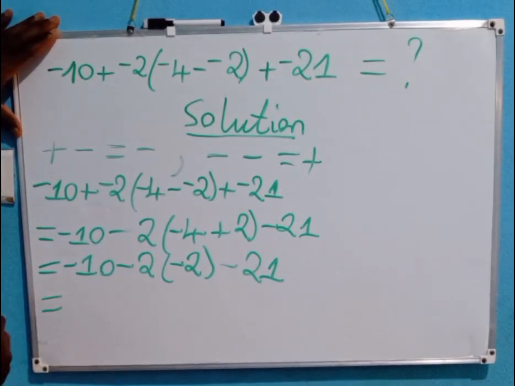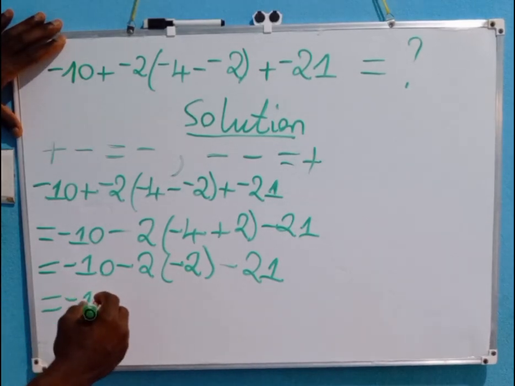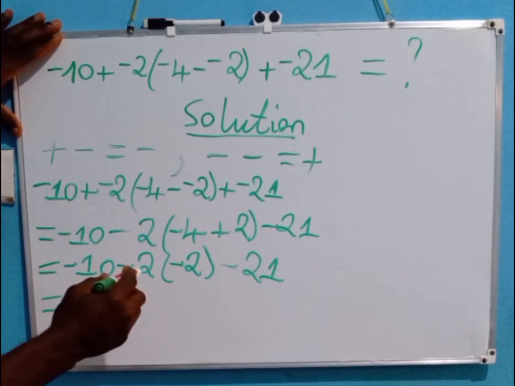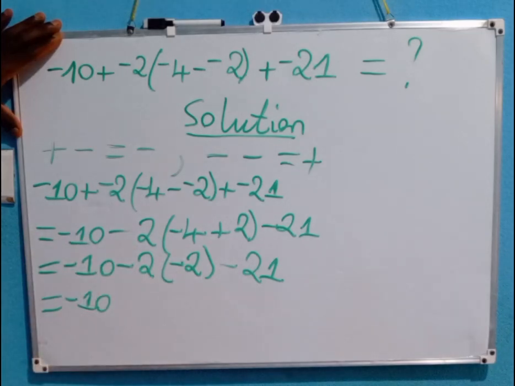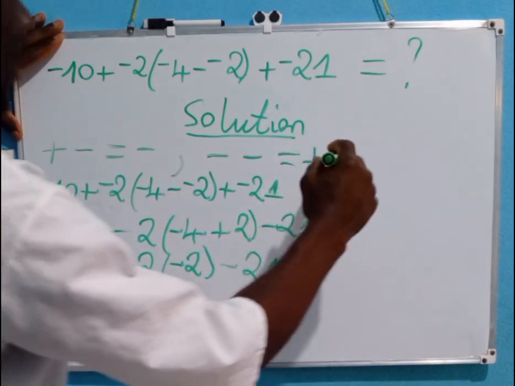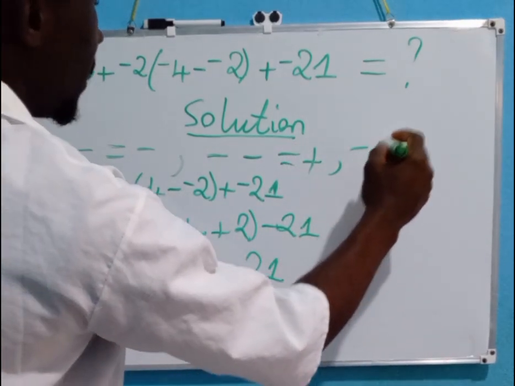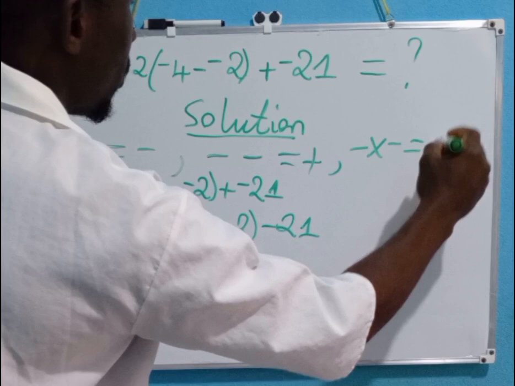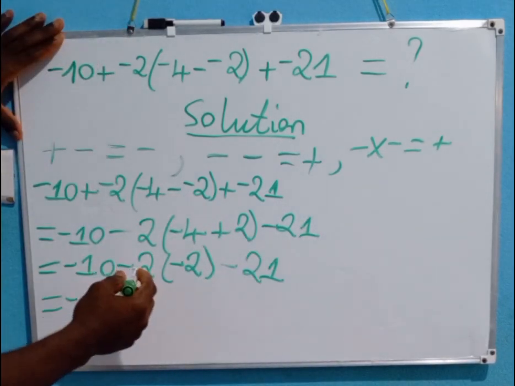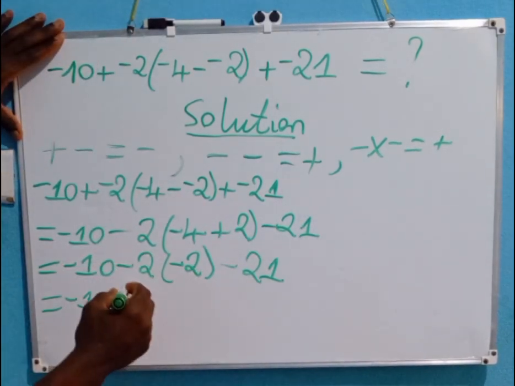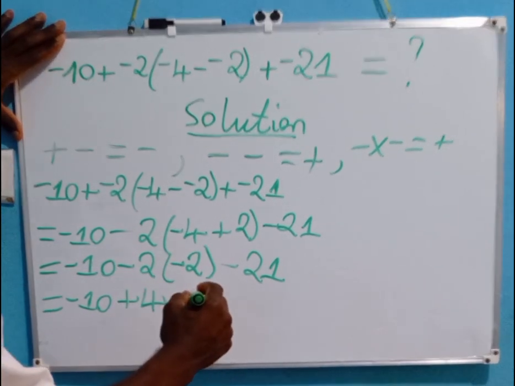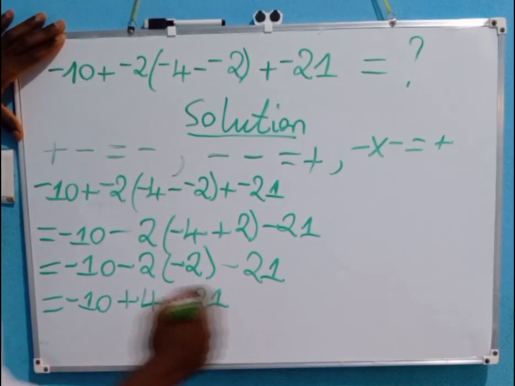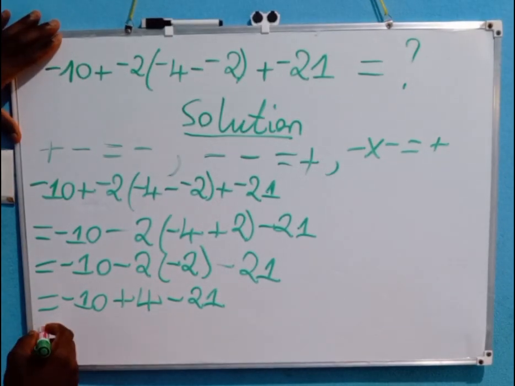This will simply be equal to negative 10 minus 2 times negative 2. We are multiplying two negative numbers. We are going to apply the sign rule, which states that if we multiply two negative numbers, negative times negative is equal to positive. Negative 2 times negative 2, the result will be positive. 2 times 2 gives us 4, minus 21.